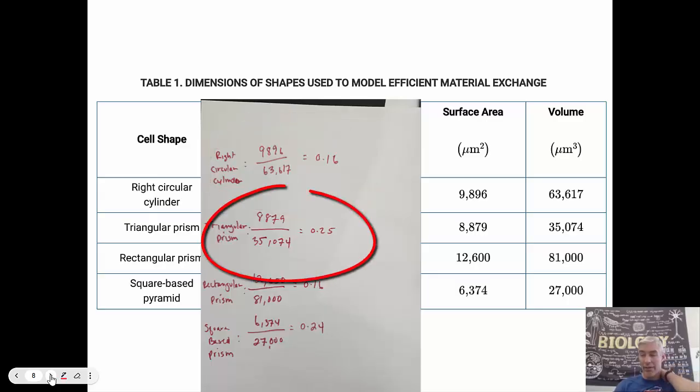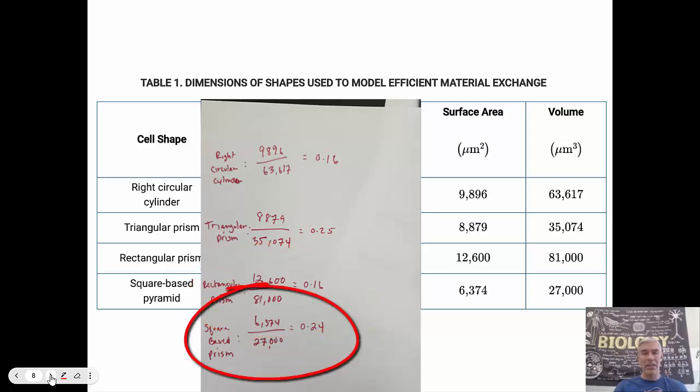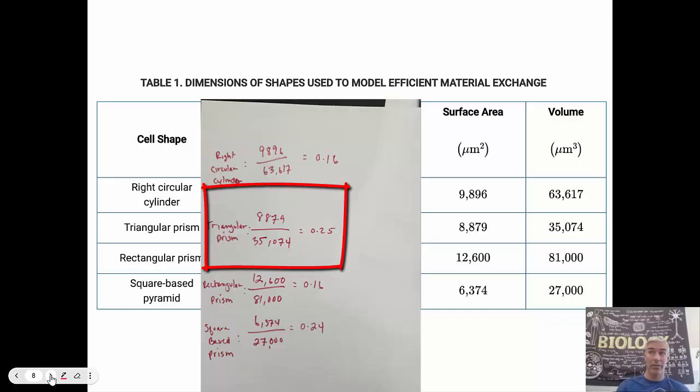Triangular prism is 0.25. The rectangular prism is actually the same as the right circular prism, which is 0.16, and then the square-based prism is 0.24. So my question is, which of these is the most efficient? The most efficient one is going to be the triangular prism, okay?